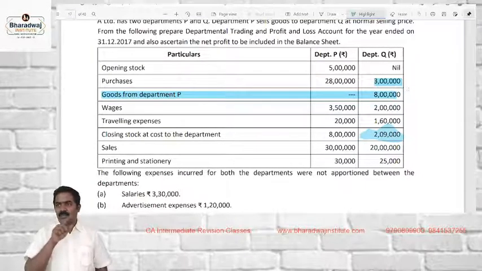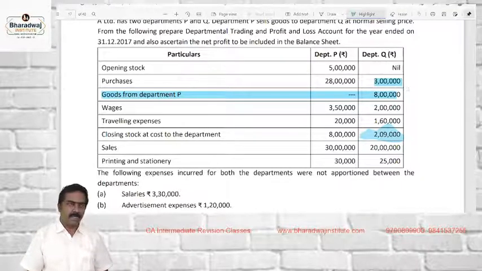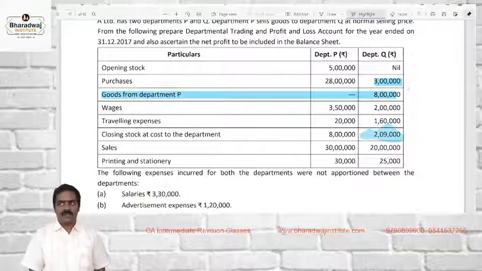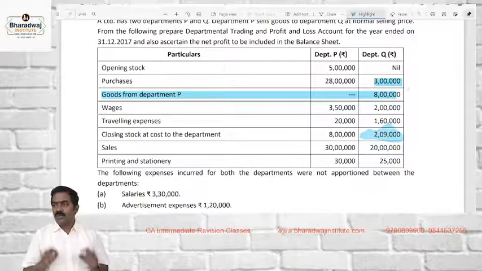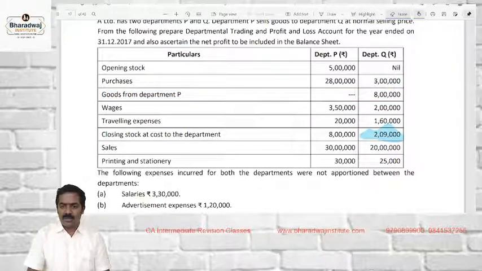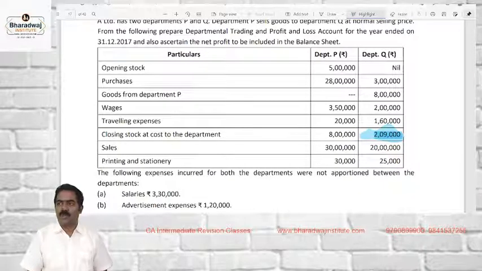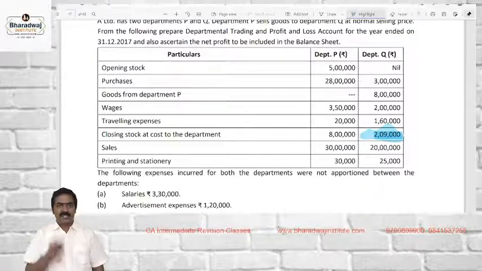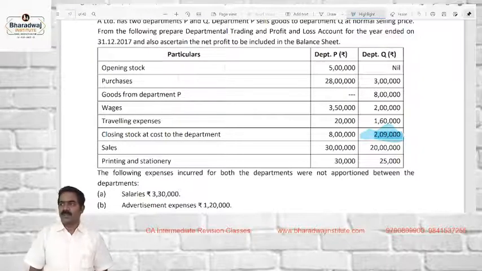25% is okay. But what stock value into 25%? Not 1 lakh 52. Think. Now, do you understand what is the stock with the receiving department? 2,09,000. This 2,09,000 into 25% you should not put. Why? This 2,09,000 is the total stock held by the receiving department. In this, you have to identify what is the transferred goods. That is not 8 lakhs. That is the total transfer made. Think.